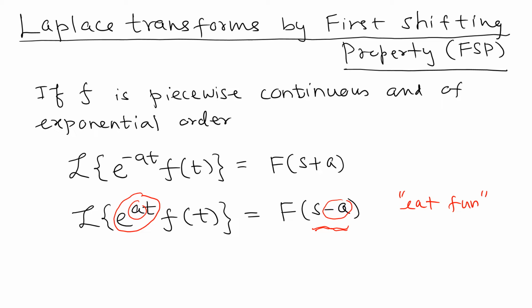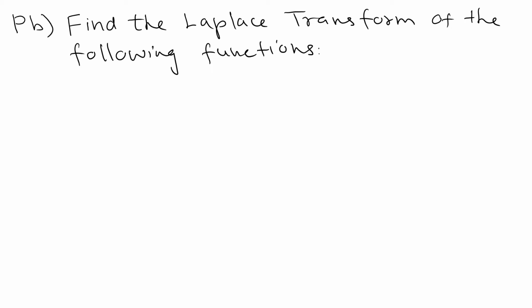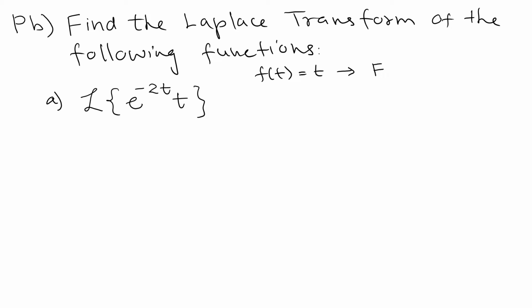Okay, so let's try to look at a few examples now. The question that we're trying to do is find the Laplace transform of the following functions. Let's look at the first one. Let's say we have e to the minus 2t times t. Here we can see that the function f(t) is t. Since the function is t, we know from the table method that we discussed in the previous video that its Laplace transform is 1 over s squared.